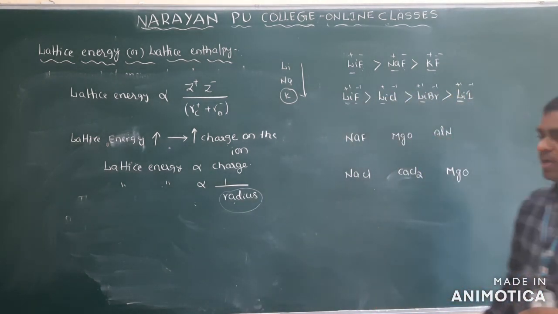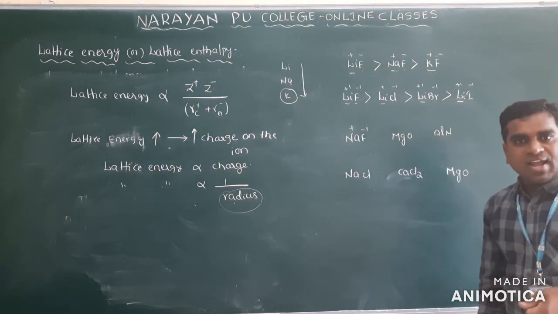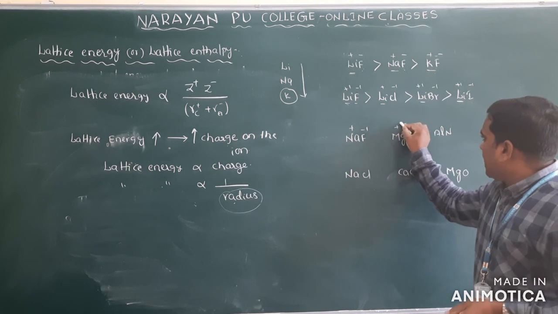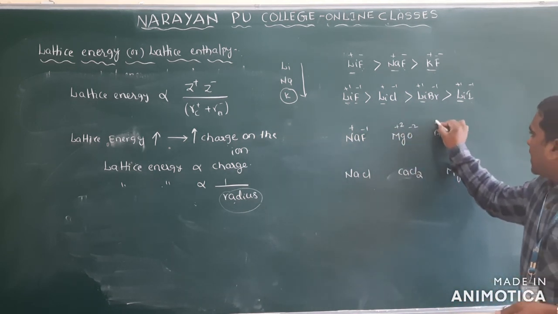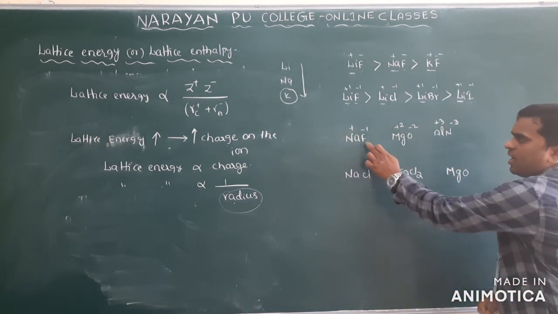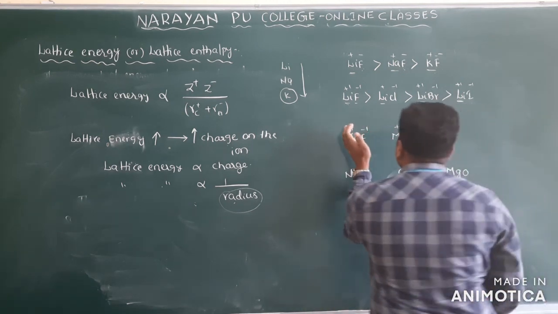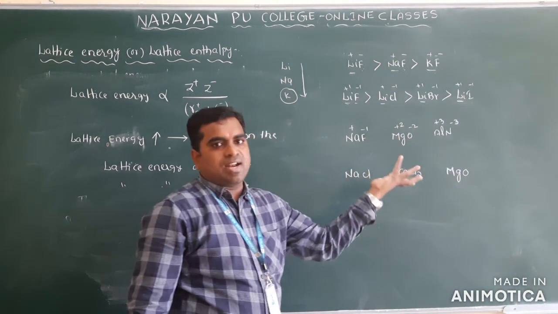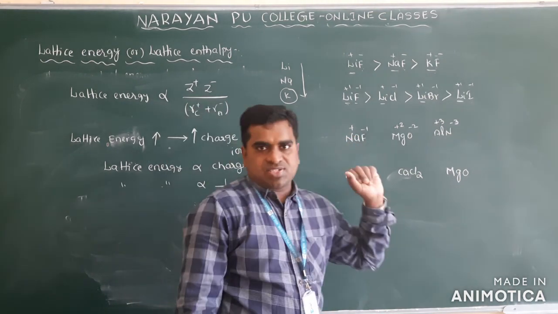Clear? Next one. Sodium fluoride, NaF, Na plus and F minus; Mg plus 2 and O2 minus; Al plus 3 and N3 minus. Valence is the same, right? Sodium valence is 1 and fluorine valence is 1. Magnesium valence is 2, oxygen valence is 2. Clear? If I write the oxidation state, plus and minus. So now, which one has the highest lattice energy?